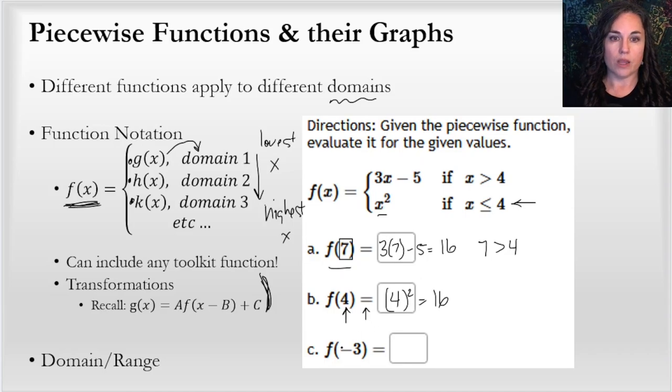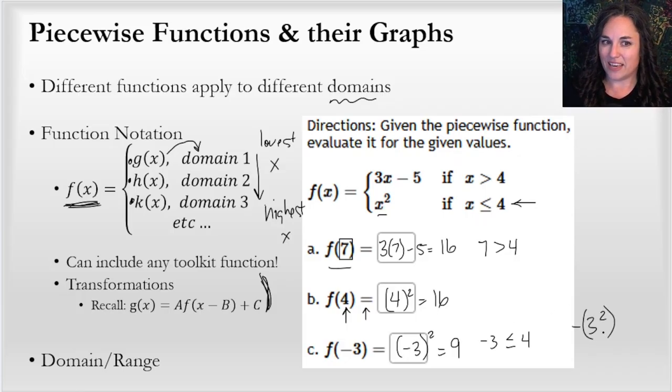Very interesting. And then negative 3, I can see negative 3 is less than or equal to 4. So I'm going to use the second part of the domain. So I'll go negative 3 quantity squared. Remember, you have to do the quantity. If you're plugging this in the calculator, put parentheses around that negative 3, and that will give you a positive 9. If you just go negative 3 squared, it's going to square the 3 and then take the negative of it.